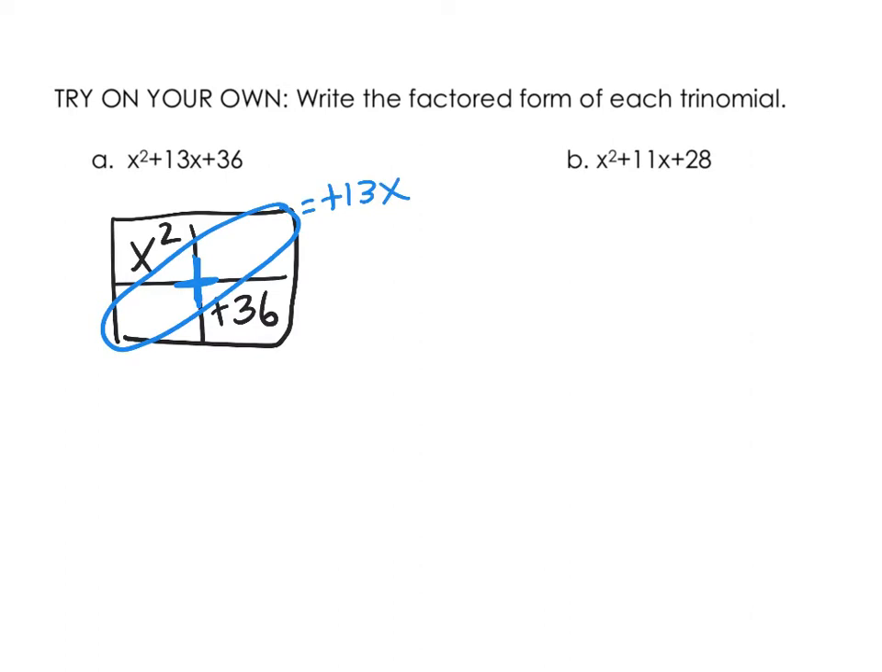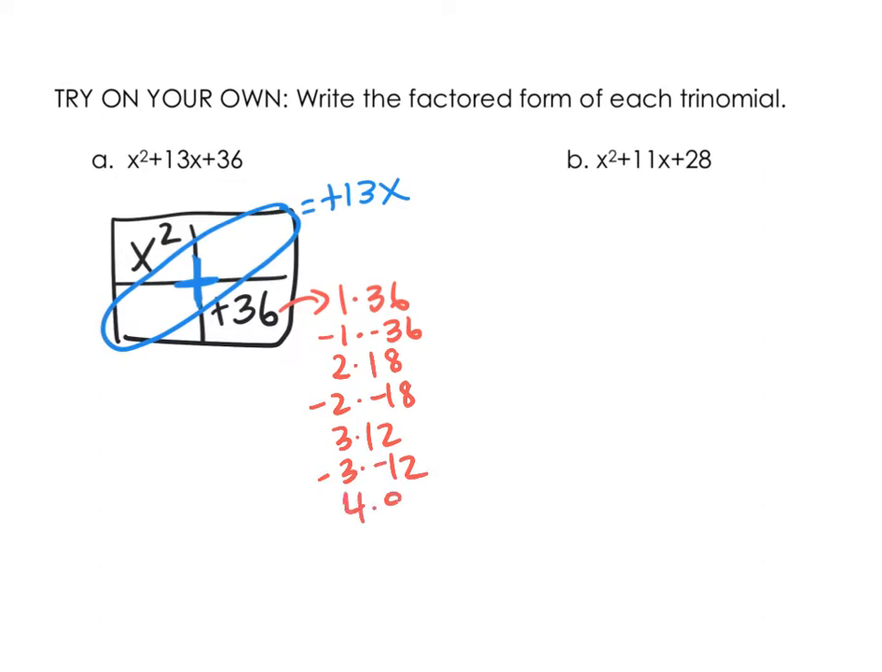So I've got to figure out what multiplies to be a positive 36. That could be 1 and 36, negative 1 and negative 36. We could also have a 2 and an 18, or a negative 2 and a negative 18. We could have 3 and 12, or negative 3 and negative 12. We could have 4 and 9, or negative 4 and negative 9.